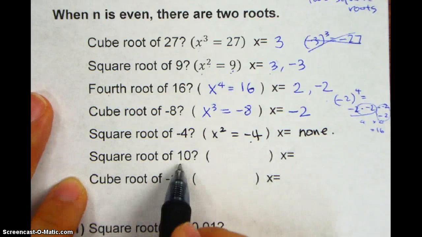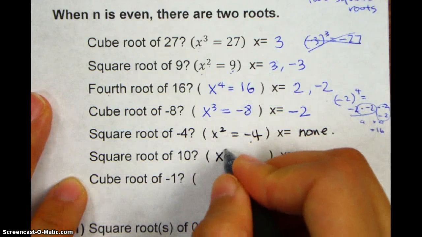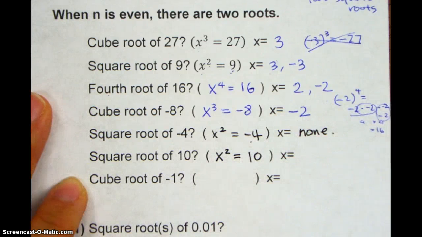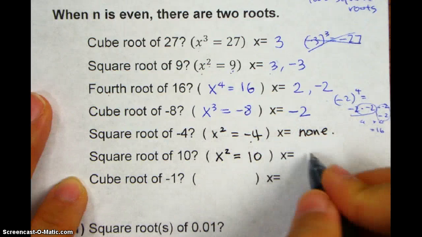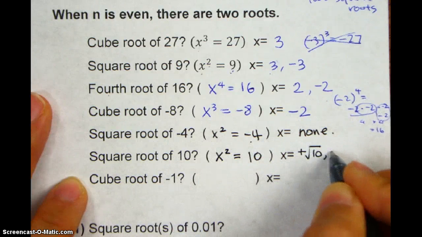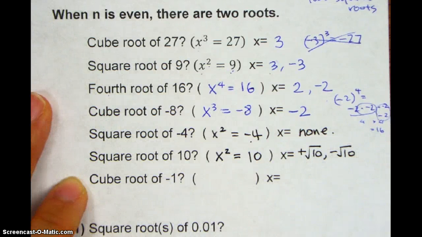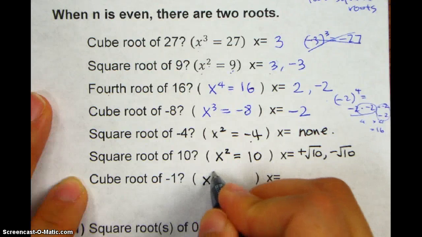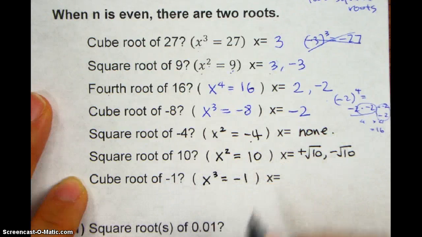Okay, square root of 10 is a number that if you raise to the second power, you get 10. Well, we know there are two such numbers. They are positive root 10 and negative root 10. Cube root of negative 1. A number raised to the third power equals negative 1. Such a number is negative 1.